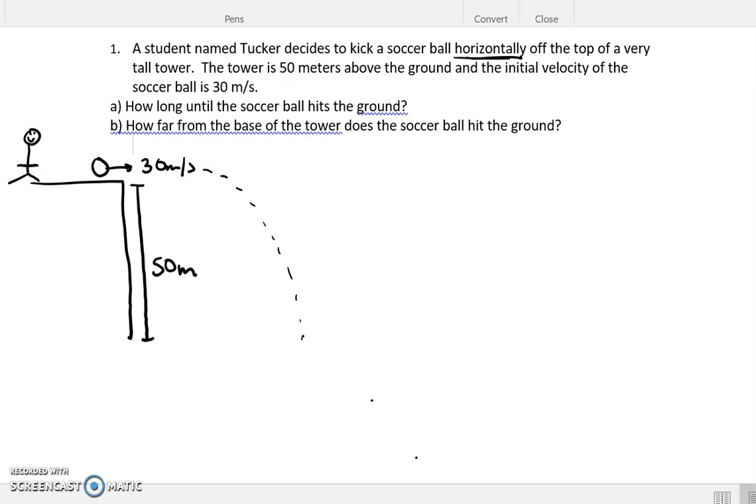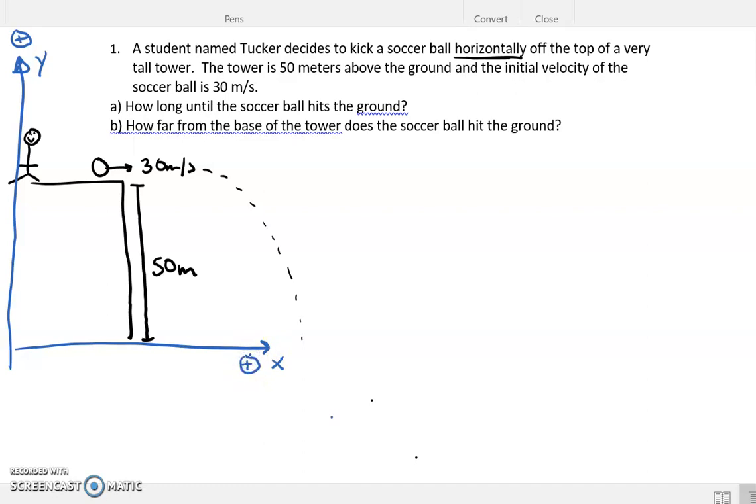So next thing I always need to do is a coordinate system. So I'm going to say anything in the up and down direction is the y direction. And anything in this direction is the x direction. The horizontal direction is the x. We'll say upwards direction is positive, and we'll say horizontally to the right is positive.